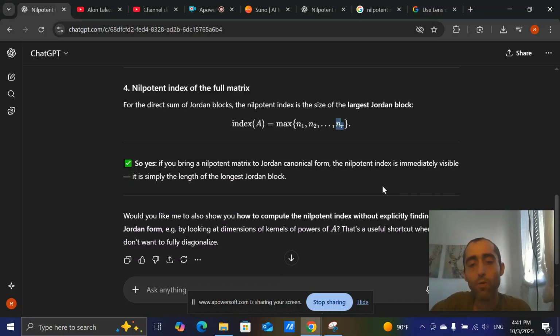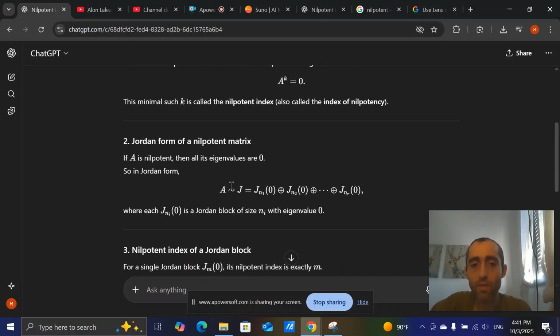Just look at the Jordan canonical form, find the biggest block, and this is the nilpotent index for a nilpotent matrix. And remember that the Jordan canonical form similar to a nilpotent matrix A always has blocks only for the eigenvalue 0, because every nilpotent matrix has only eigenvalues that are 0. Therefore, all the blocks of the similar Jordan canonical form will be for the eigenvalue 0. Therefore, they are nilpotent also.